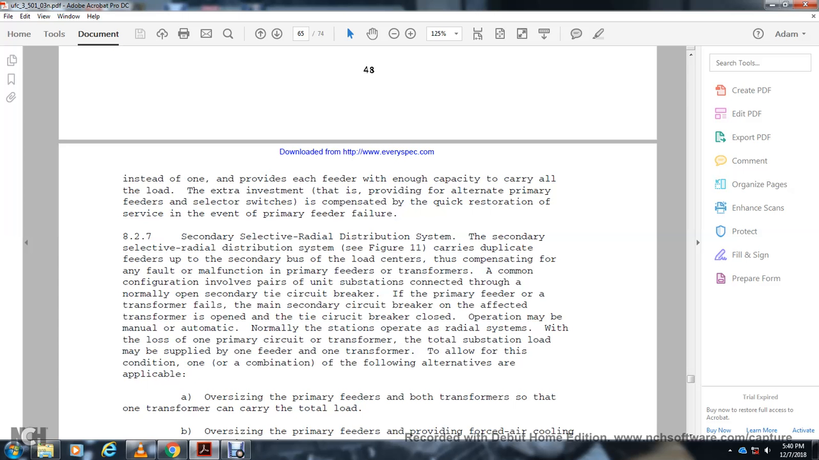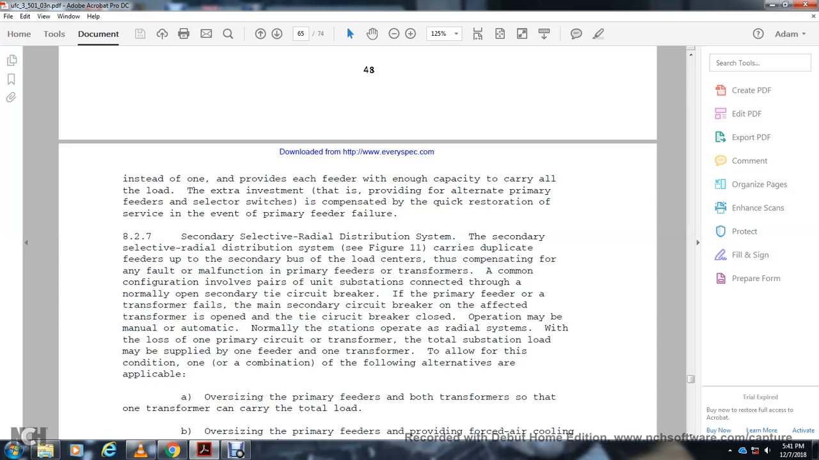Secondary selective radial distribution system, figure 11. It compares the duplicate feeders with the secondary located at the center of the load, with the full multiple function of the primary feed with the transformer common configuration. Both of the pair of unit substations are connected through a normally open secondary tie circuit breaker.